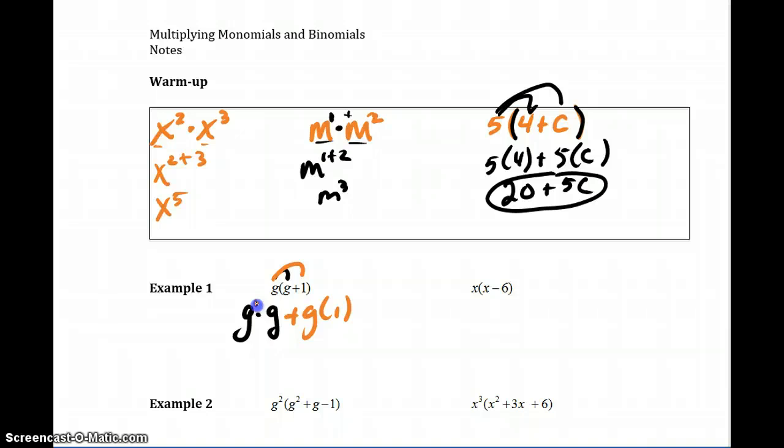At this point, we have exponents of 1. They are understood ones. We have 1 plus 1 is 2. G times g is g squared. And then we have plus just g. I want you to go ahead and hit pause now and complete the example in the right column.